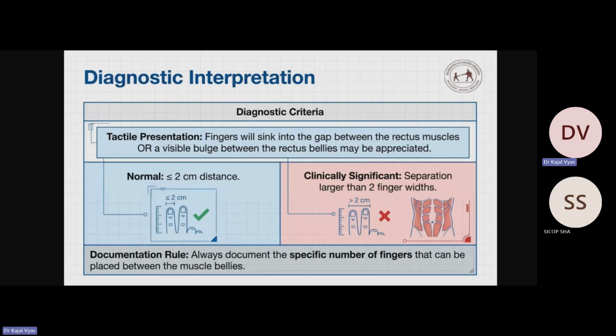As we have already discussed in the definition slide, anything less than or equal to 2 centimeters is considered normal, and any separation larger than 2 centimeters in width is considered as presence of diastasis recti. So you have to always document the number of fingers which are sinking in between the gap, and measure the distance by measuring your fingers.